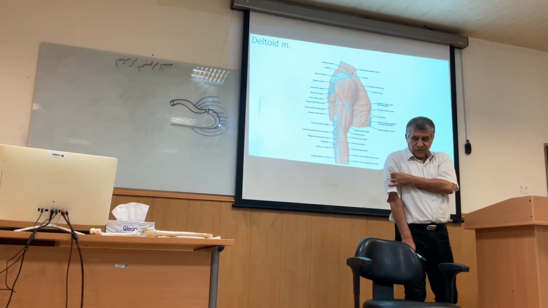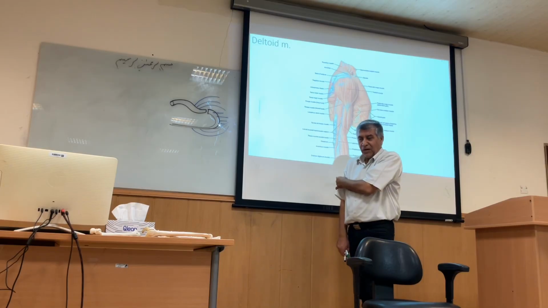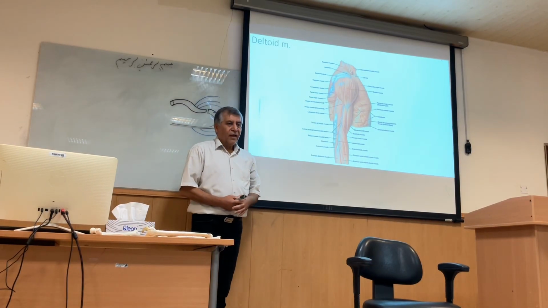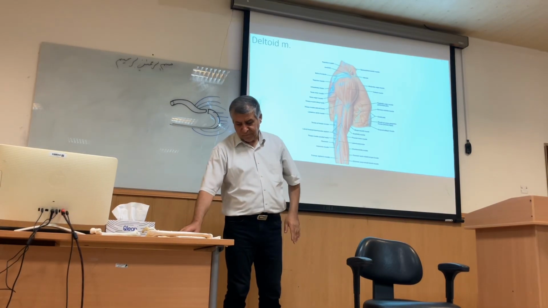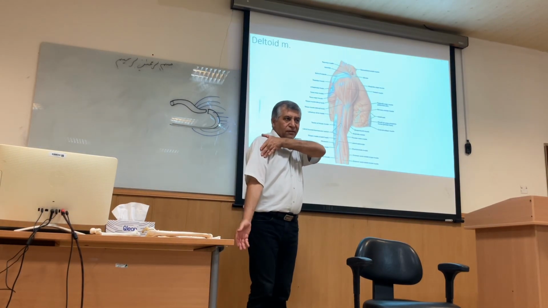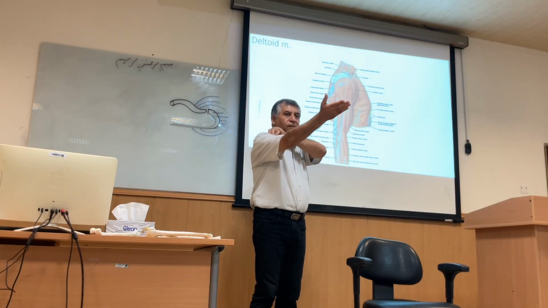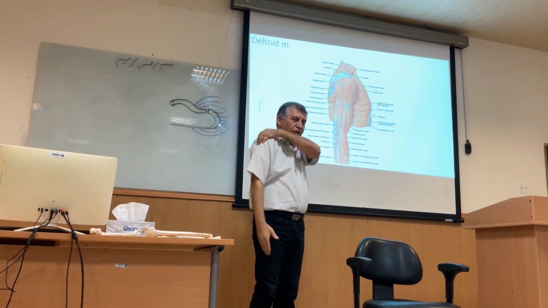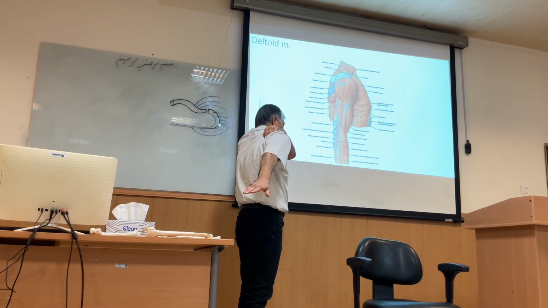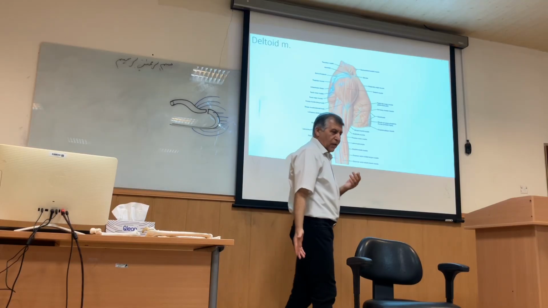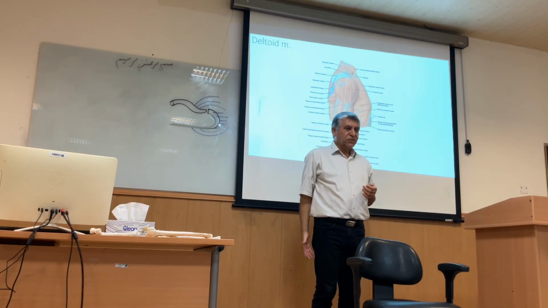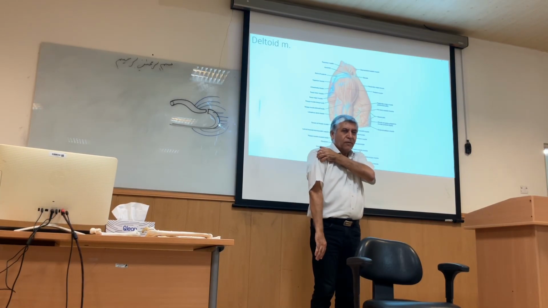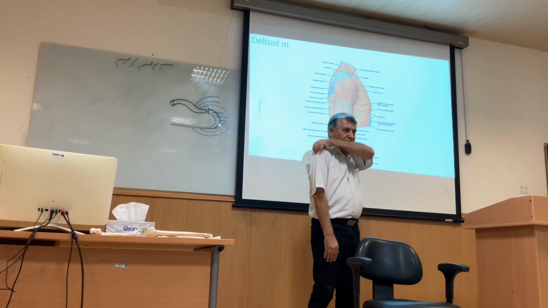Axillary nerve. This muscle is innervated by the axillary nerve. Function of this muscle. Anterior fibers: flexion. Medial fibers: abduction. Posterior fibers: extension. Okay? Flexion, extension, abduction. In addition, this movement, medial rotation.